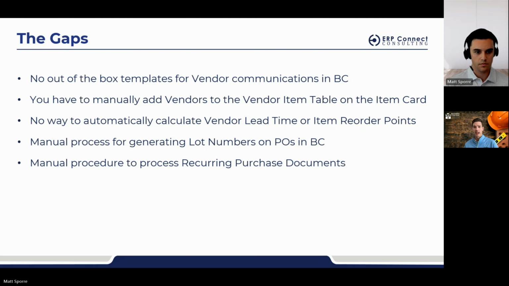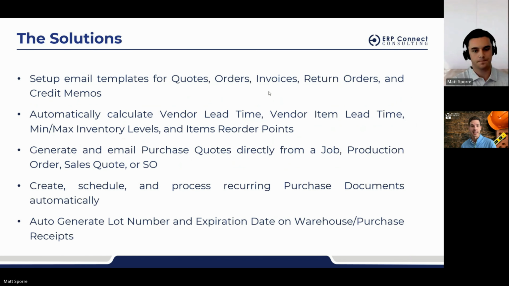In terms of advanced item tracking, the current gaps in BC that we're looking to fill are, right now, there's a manual process for generating lot numbers on purchase orders in Business Central, and there's manual procedures to process recurring purchase documents. So now that we've got a good idea of the gaps, what are the solutions?